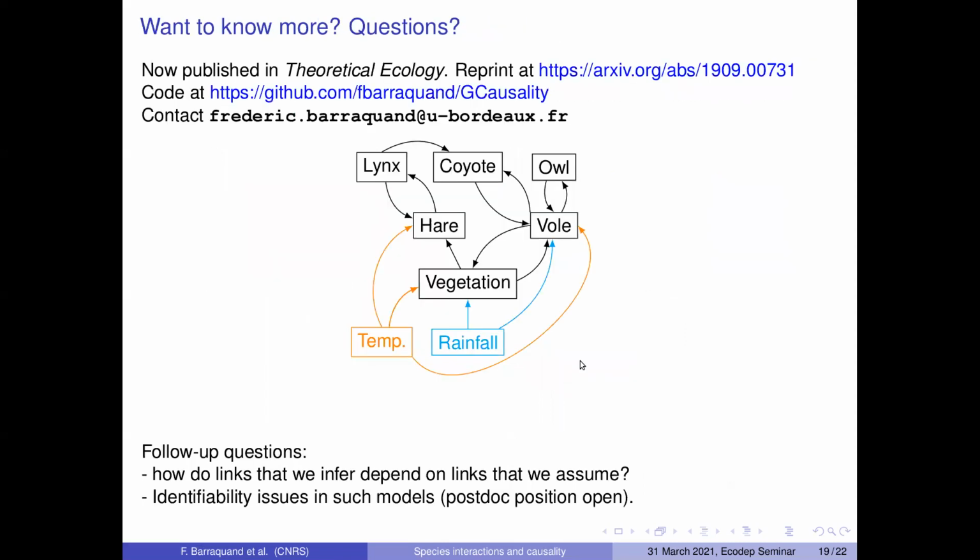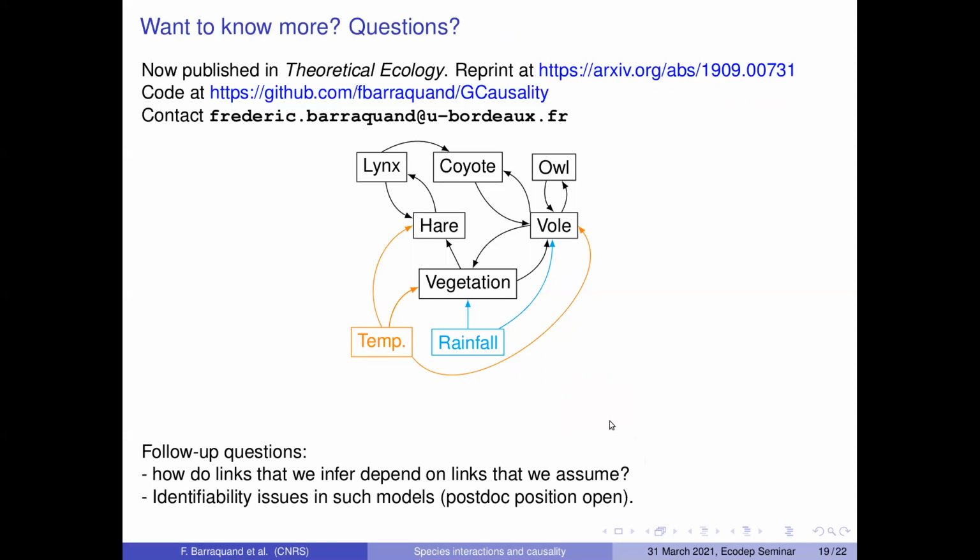So I will try to close on this. The paper has been published in Theoretical Ecology. You can find a reprint at arXiv, and all the code is available too. And just to follow up a little bit on the things that interest me at the moment, I'm really interested to decipher how the links we infer could depend on links that we assume.